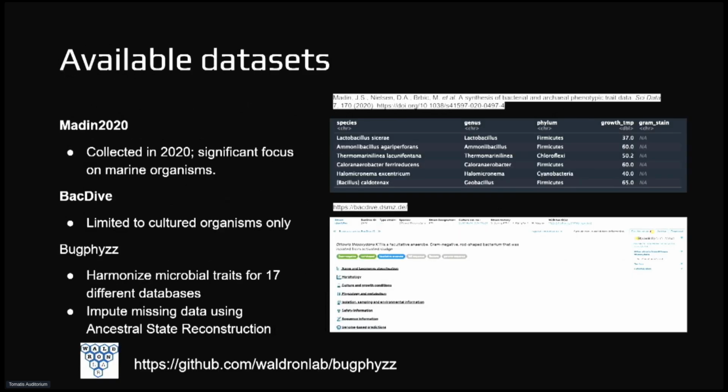So there are some data sets already available. For example, this is called Madin, made in 2020. This was collected in 2020, but it has a significant focus on marine organisms. There's also BugDive, which is limited to cultured organisms. And you can see how the data sets look like. And there's BugFish, which combines around 17 different data sets, and this was done by a lab.